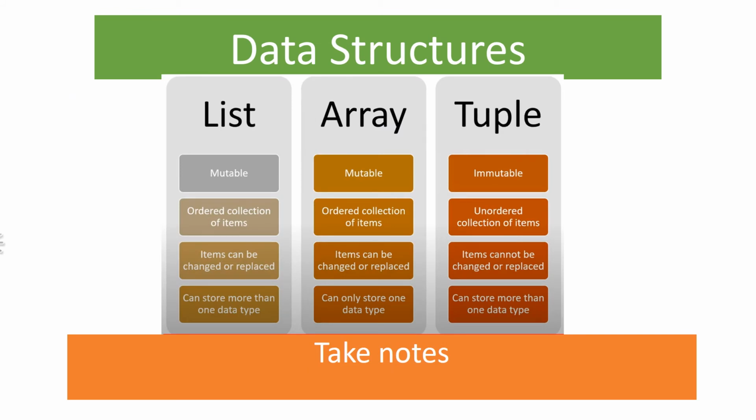Here's a quick overview of the different types. You've got lists, arrays and tuples. As we said already, lists and arrays are mutable, whereas a tuple is immutable. We can't change values in it. Lists and arrays are ordered collections of items. Tuples are unordered. Lists and arrays have items that can be changed or replaced, whereas a tuple, they cannot be changed or replaced. And then finally, actually with a list and a tuple, you can store more than one type of data, but with an array, you can only store one type of data.